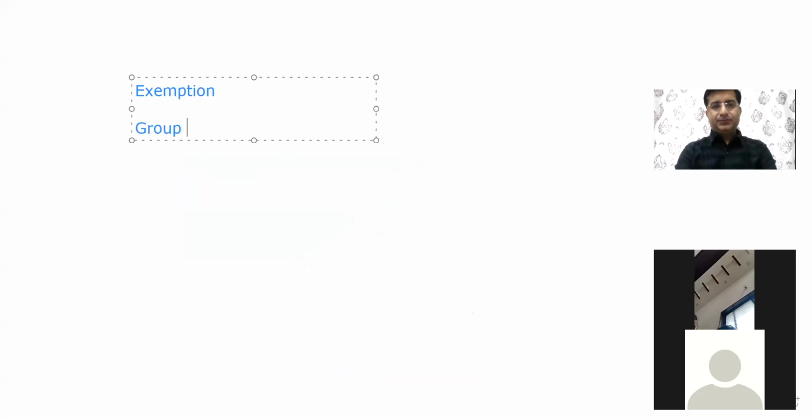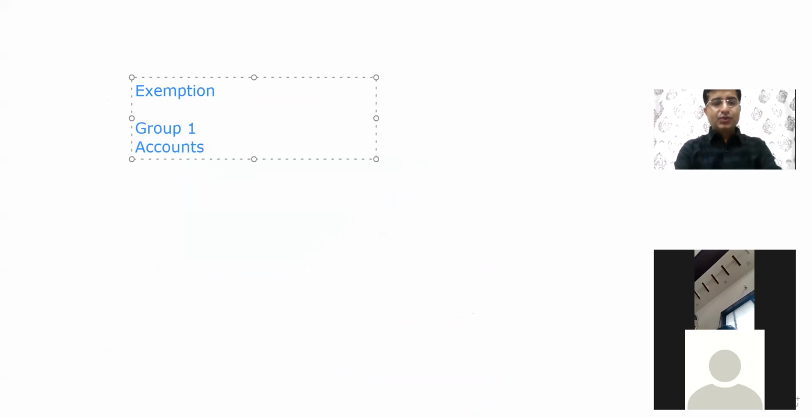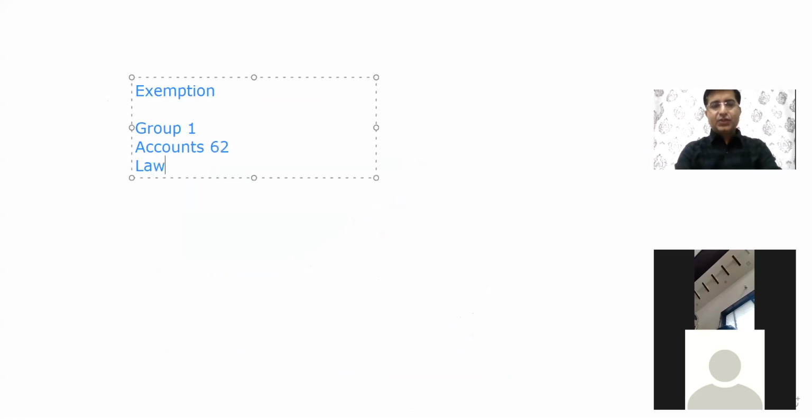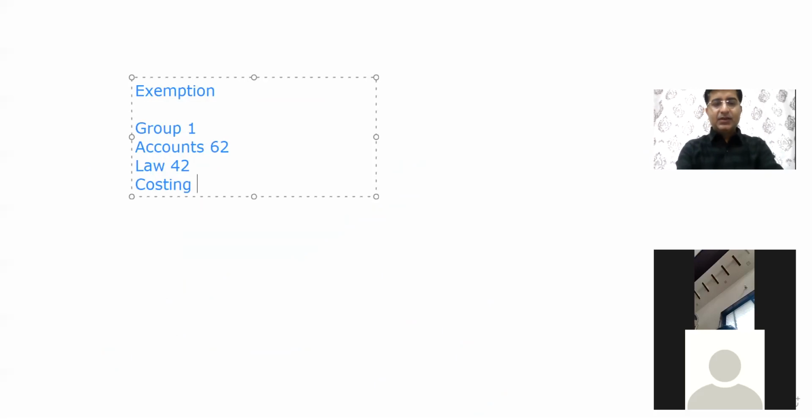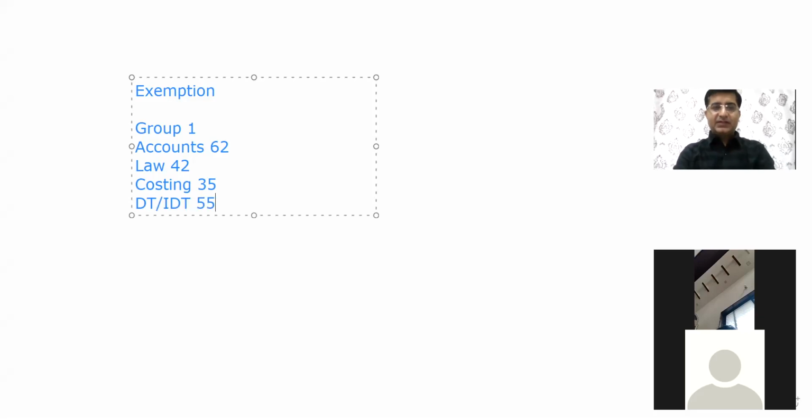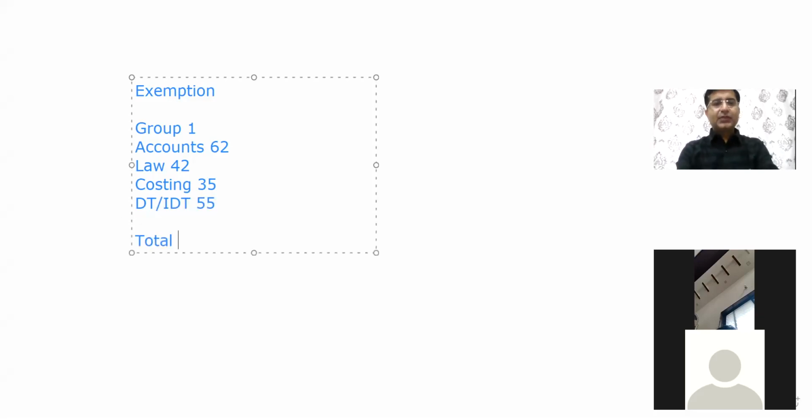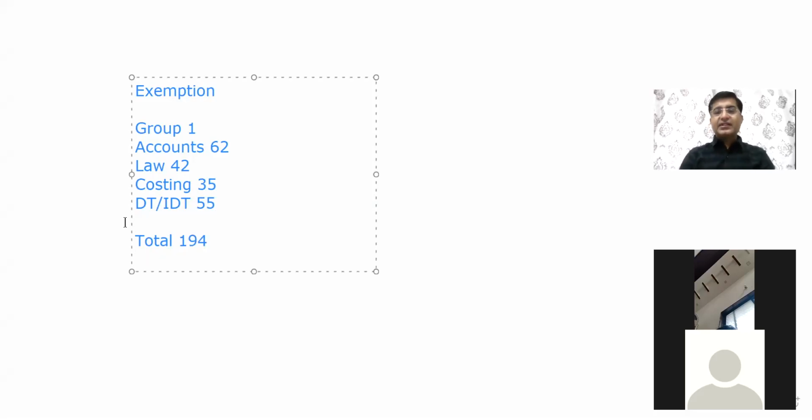Group 1, accounts, you get say 62 marks. Law, you get 42 marks. In the subject of costing, you get, let's say, 35 marks. In the subject of DT, IDT, you get, say, 55 marks. So the total of this is what? Total of this is 62, 42, 35, 55, which is 194. Correct? Now in this case, the student has failed in costing as well as in total. So the student will be declared as failed.